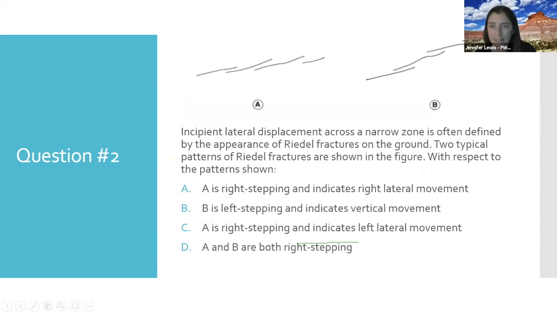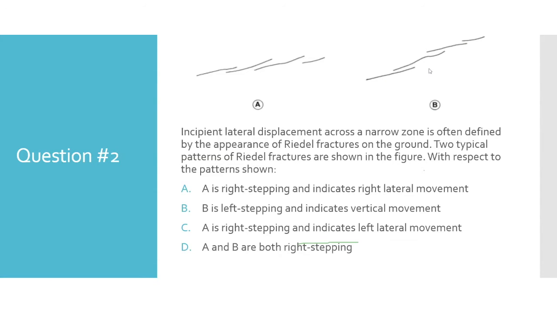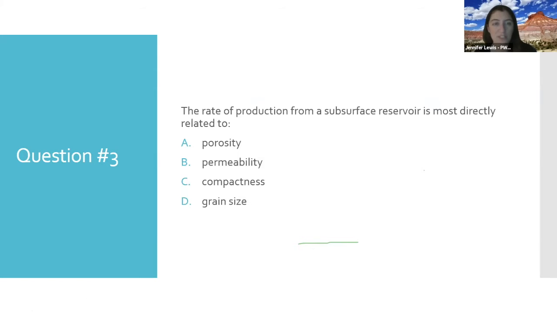I see Dana Kay was having some issues unmuting herself. I'll see what I can do about that in a second. In the meanwhile, the answer to question number 2 is C. A is right stepping and indicates left lateral movement. Really? C. No. All right. The next question, number 3.